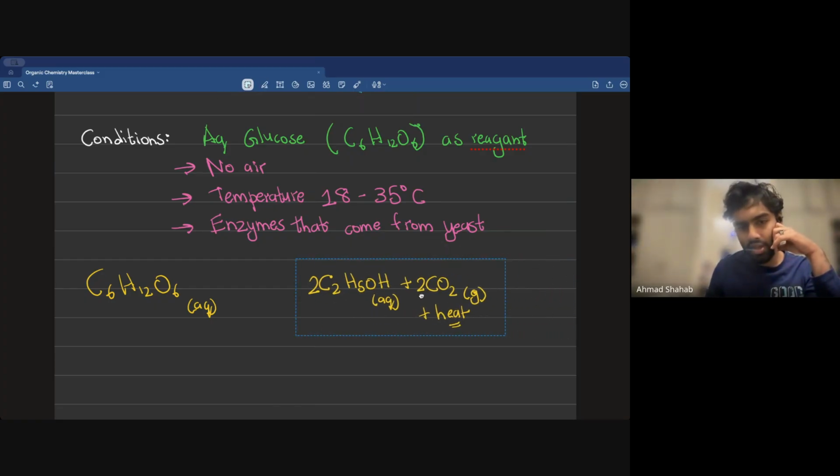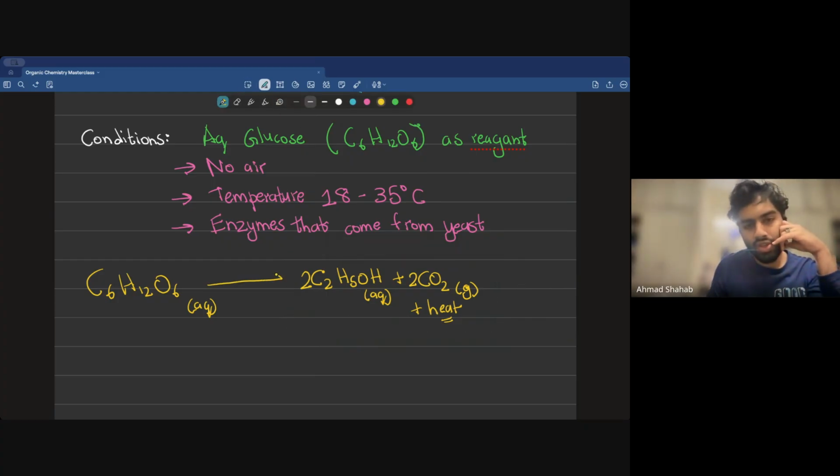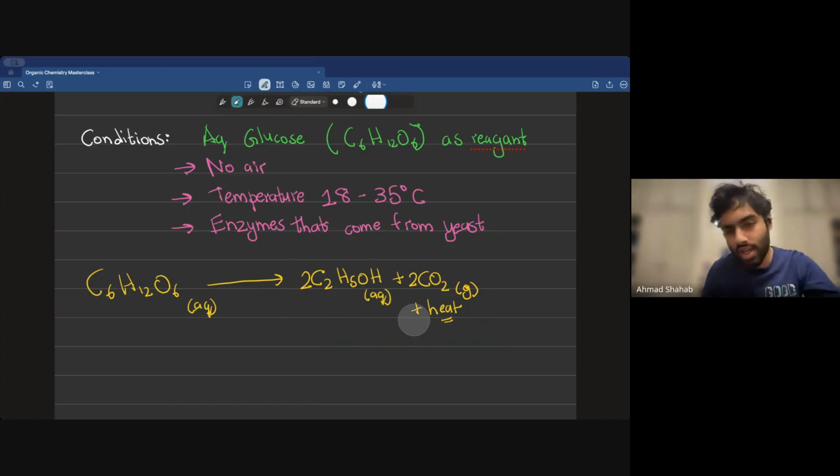Is this clear up till now? If you have any questions, do ask. This is the equation that you should be able to write in your examination.